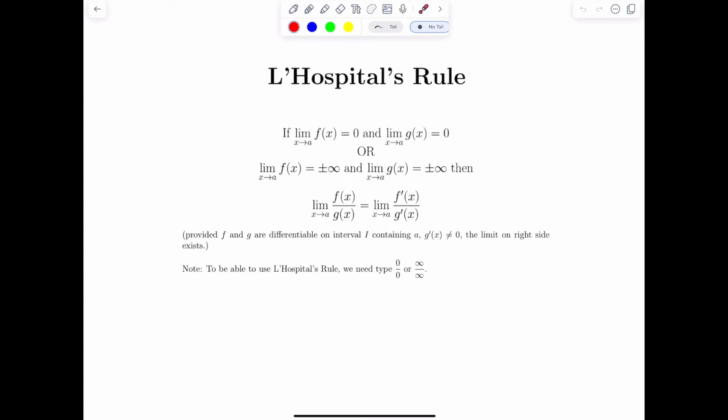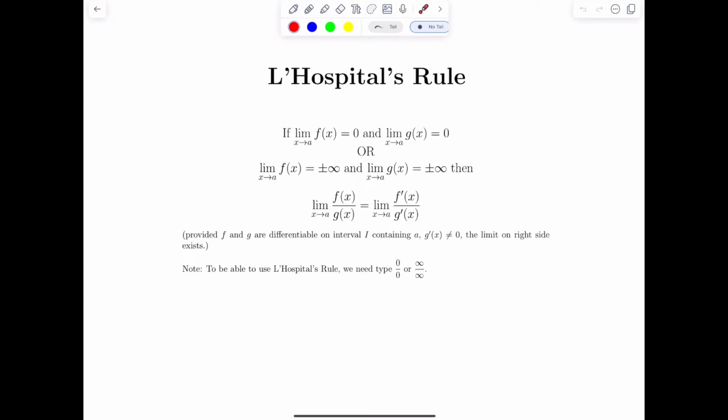If the limit as x approaches a of f of x is 0 and the limit as x approaches a of g of x is 0, or they both go to infinity, positive or negative, it's all good, then the limit as x approaches a of f of x over g of x is equal to the limit as x approaches a of f prime of x over g prime of x, provided f and g are differentiable and all that good stuff. So either both f and g approach 0, or they both approach infinity or negative infinity. We don't care about the signs.